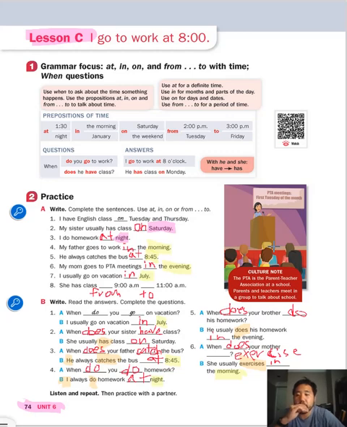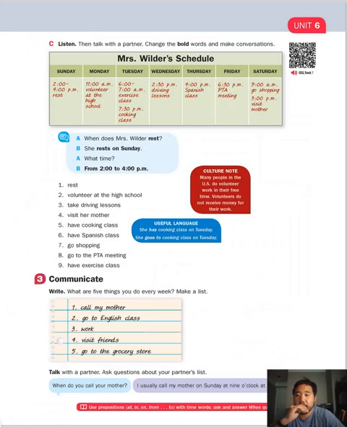Now let's go to page 75. Page 75, exercise 2C. Listen, then talk with a partner. Change the bold words and make conversations. So let's read this first. This is Mrs. Wilder's schedule. The schedule is what you do for a day, a week, a month, or a year.